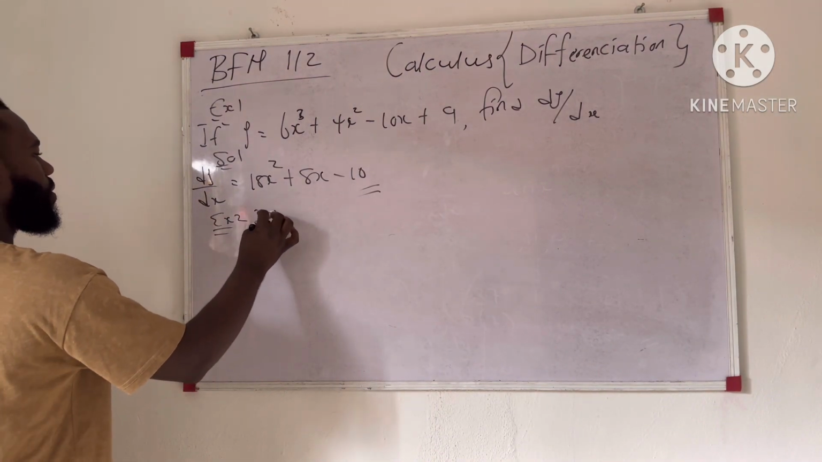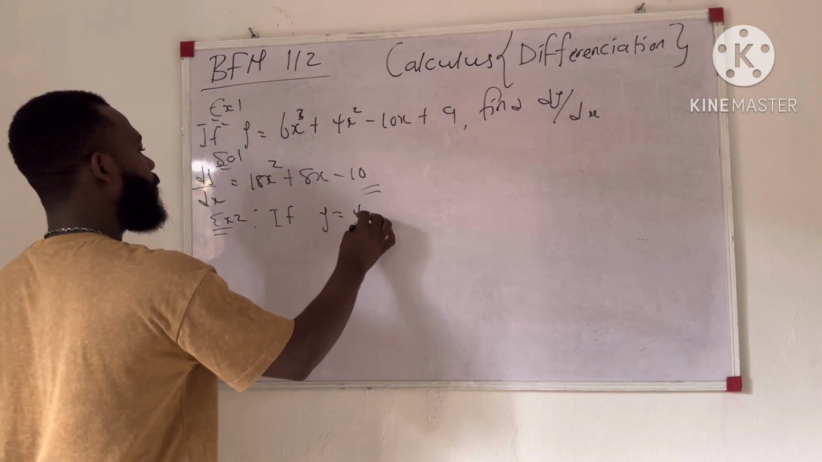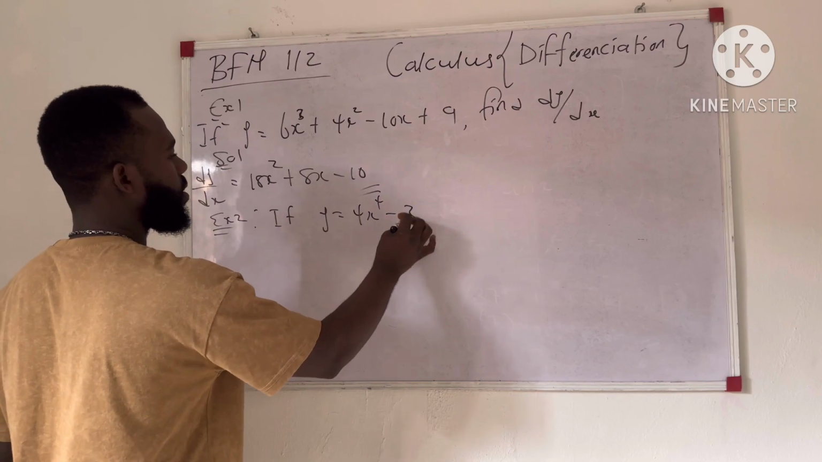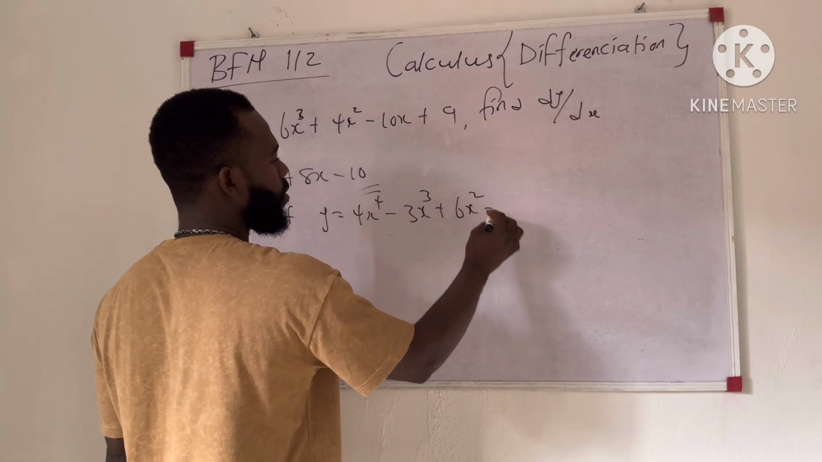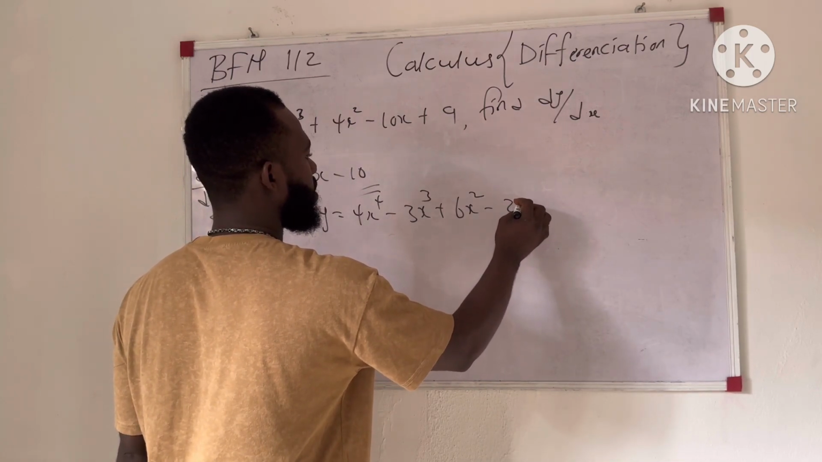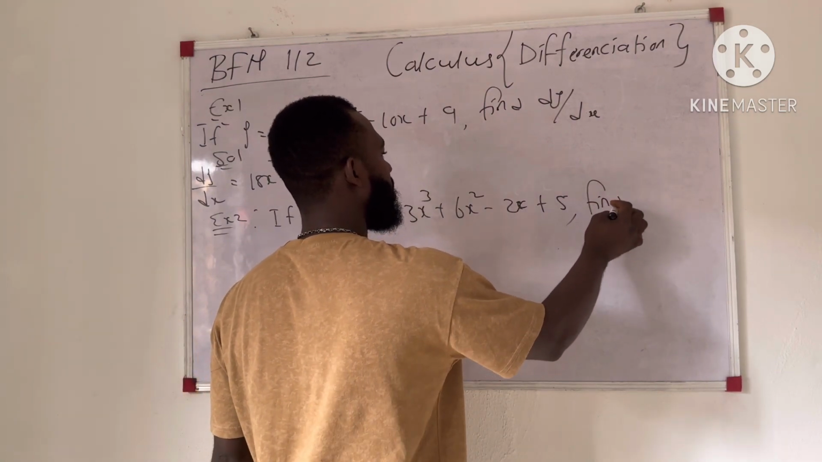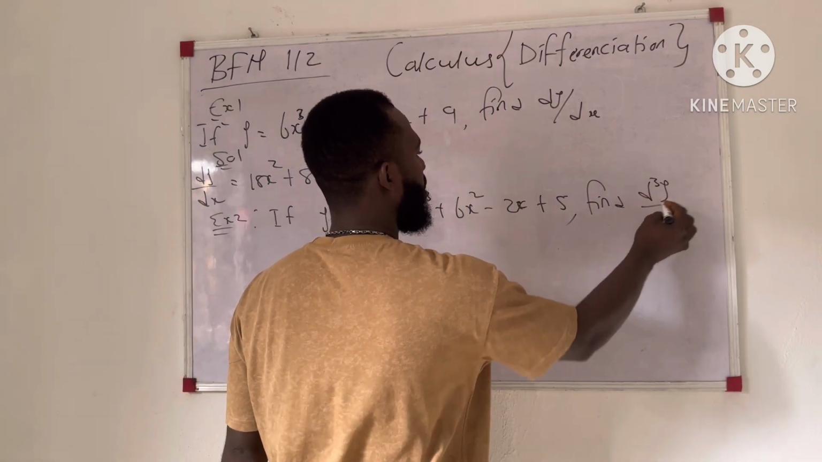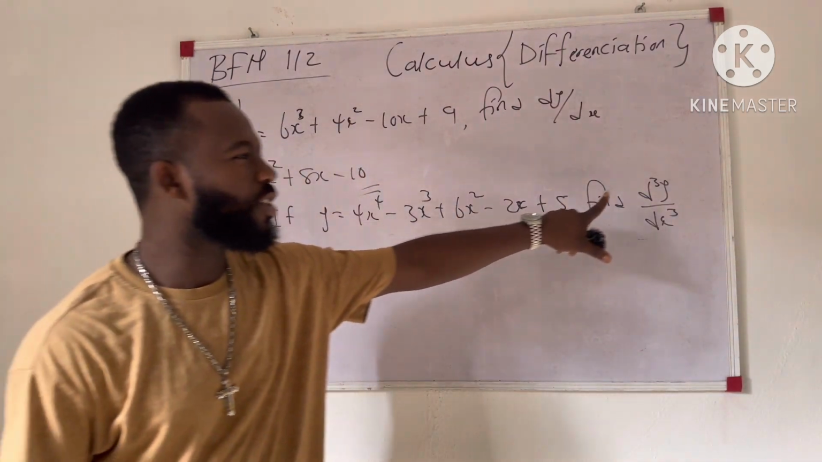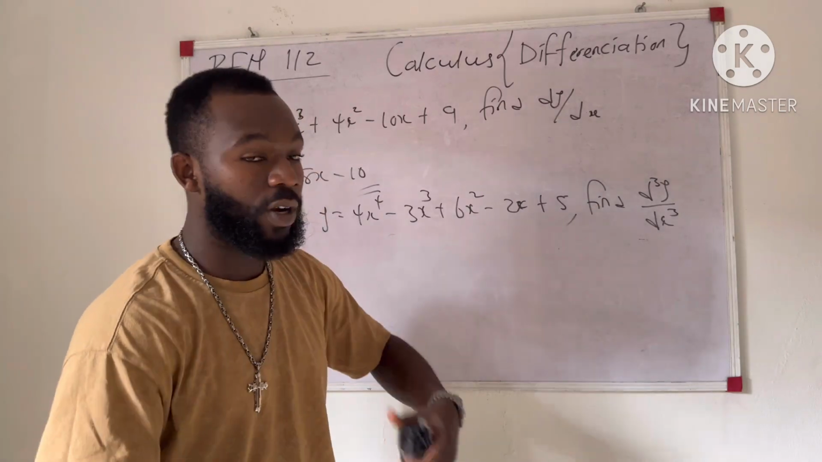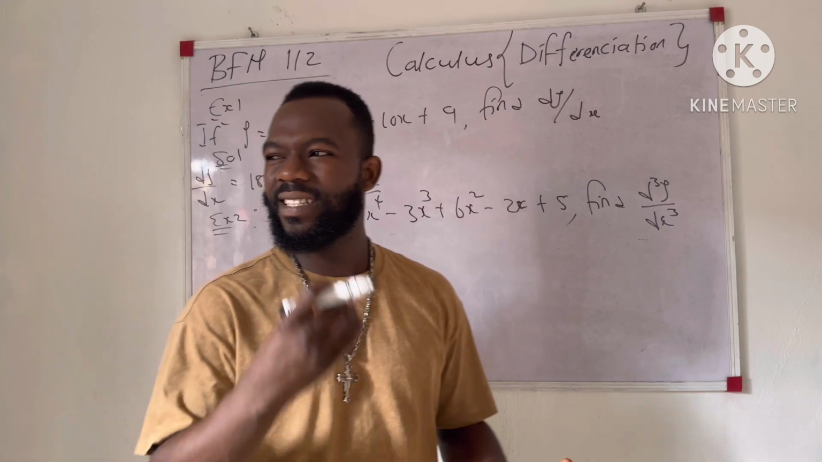It says if y is equal to 4x raised to the power of 4 minus 3x raised to the power of 3 plus 6x raised to the power of 2 minus 2x plus 5, we are told to find d³y over dx³. Now we are told to find the third order derivative, or you can simply call it the third principle. How do you get this? It's very simple. It means differentiating 3 times.